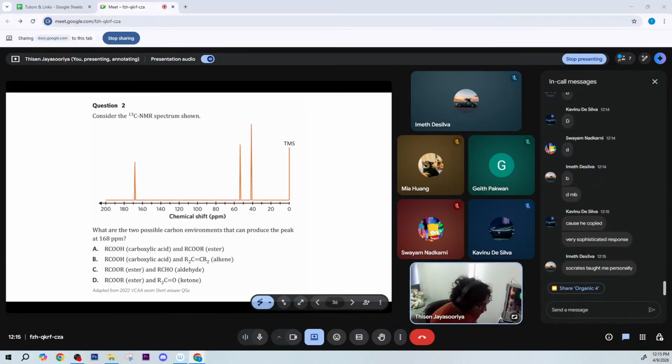So here, what are 2 possible carbon environments that could produce the peak at 168 ppm?